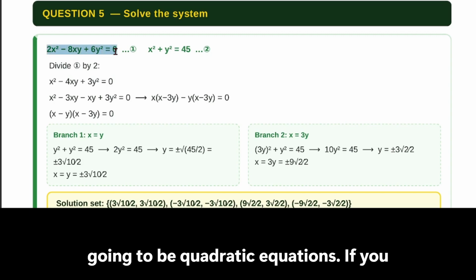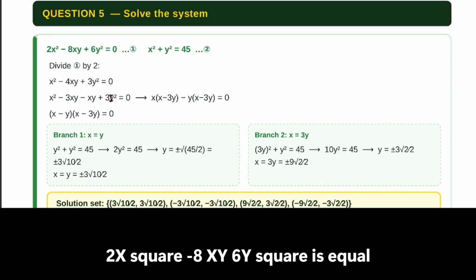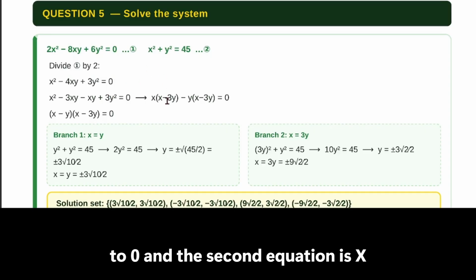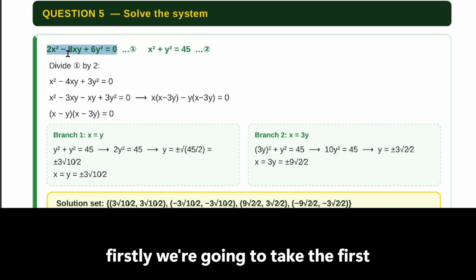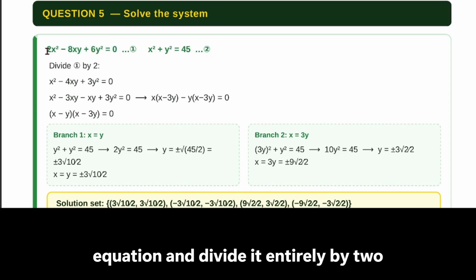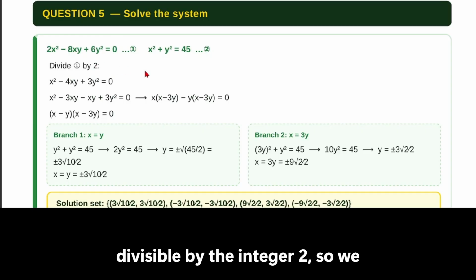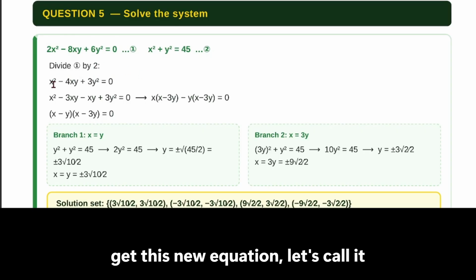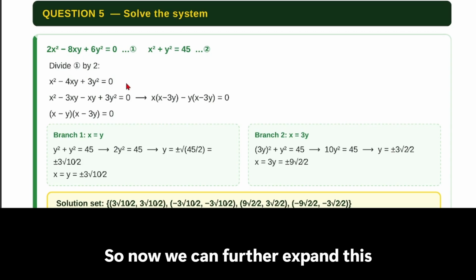If you look at the first equation, here we have 2x squared minus 8xy plus 6y squared is equal to 0, and the second equation is x squared plus y squared is equal to 45. Firstly, we're going to take the first equation and divide it entirely by 2, since 2, negative 8 and 6 are all divisible by the integer 2. So we get this new equation, let's call it 3, and that's x squared minus 4xy plus 3y squared is equal to 0.